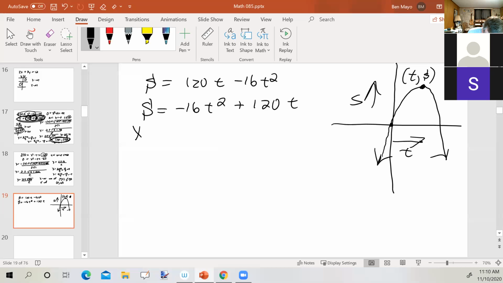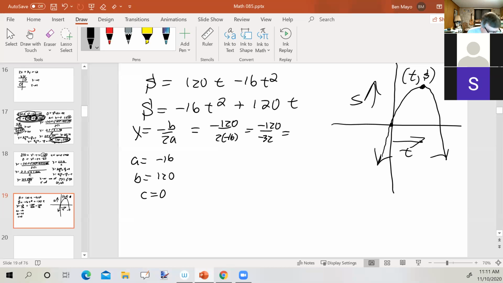We're going to use x equals negative b over 2a. And we've got a is negative 16 and b is 120. We don't need c, but c is 0. So we've got negative 120 over 2 times negative 16, which is negative 120 over negative 32. Negative divided by negative is positive, and 120 divided by 32 is 3.75. So what is that?